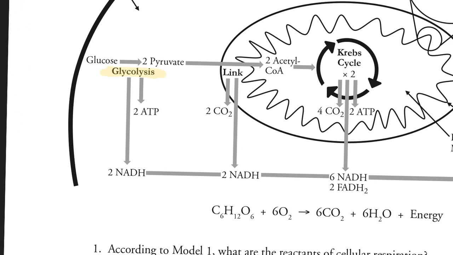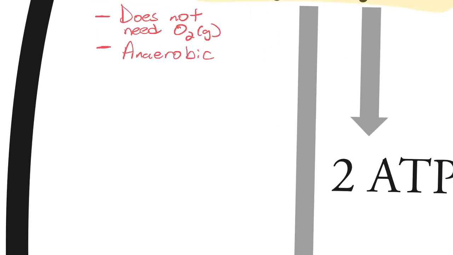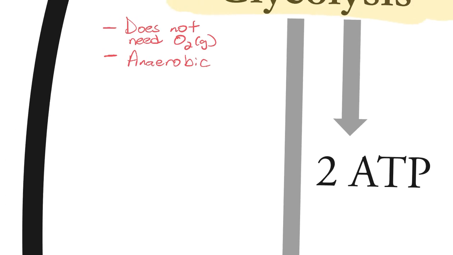Glycolysis does not need, let me write it really quick, small, oxygen gas. No oxygen necessary for glycolysis. And so because of that, we call it anaerobic. Yeah, it's anaerobic. It's spelled in the packet, Raven just told me, so we're good. So anaerobic means no oxygen is necessary.